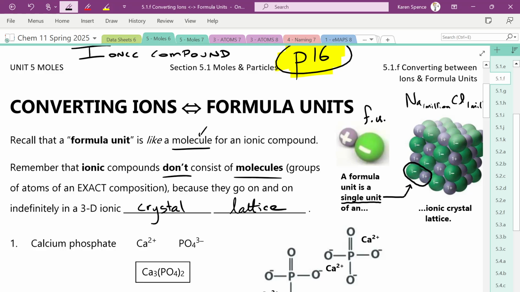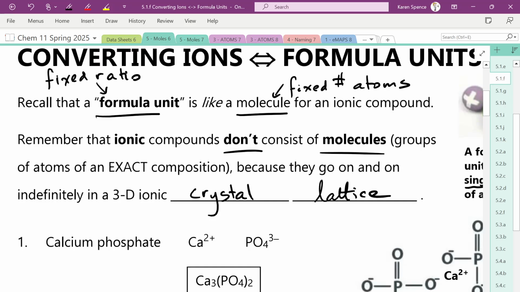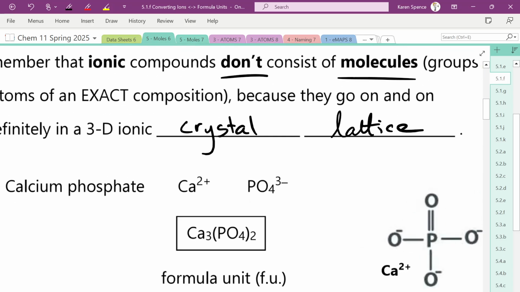So a molecule has a fixed number of atoms, whereas a formula has a fixed ratio. Now, if we have calcium phosphate, if you recall from our writing formulas unit, we have a 2+ charge and a 3- charge. And so we need to have 3 of these and we need to have 2 of those. And so our formula unit is Ca3(PO4)2. So far, so good?